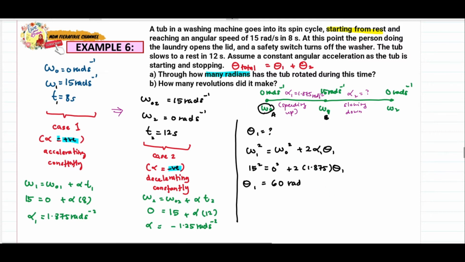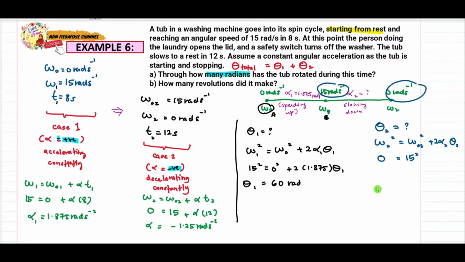And then kita boleh kira pula theta 2. Sama juga formulanya, omega 2 squared equal to omega naught 2 squared plus 2 alpha 2 theta 2, for the second case. So we can substitute. So finally the machine will stop. So omega 2 is equal to 0, and then omega naught 2, 15 squared. Daripada sini lah, daripada sini ke sini tadi.